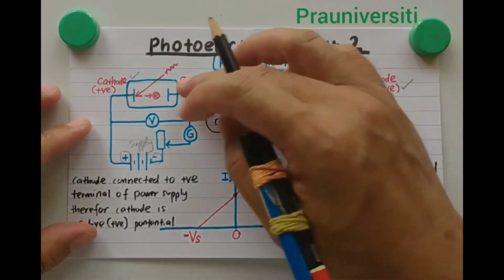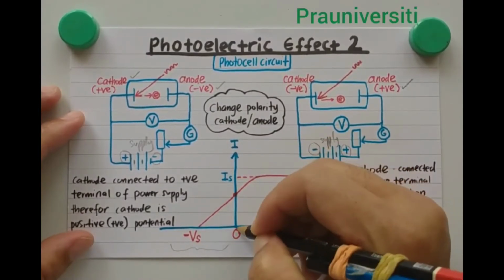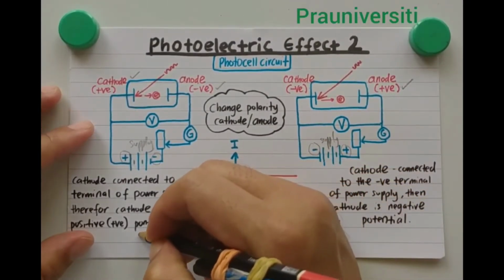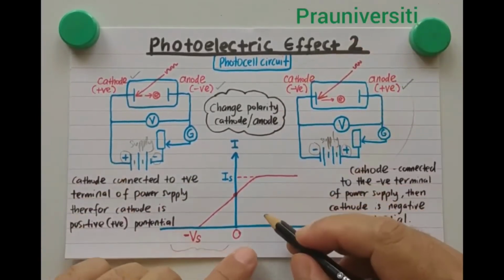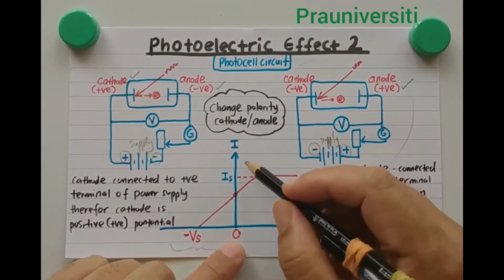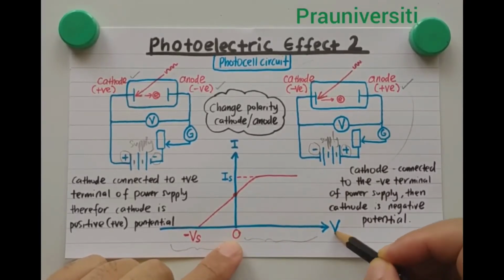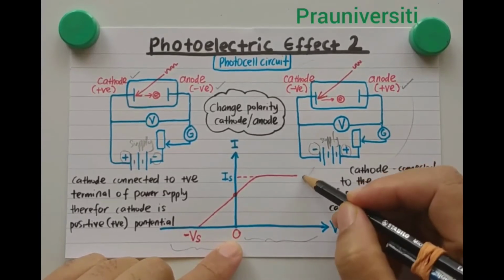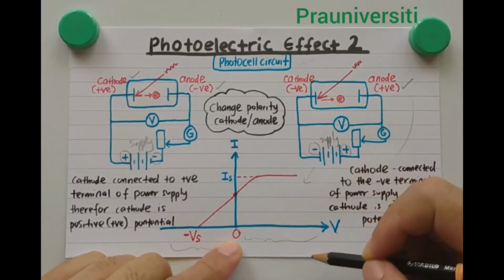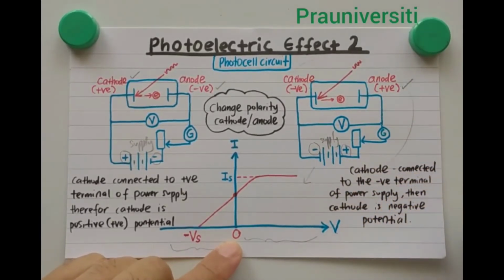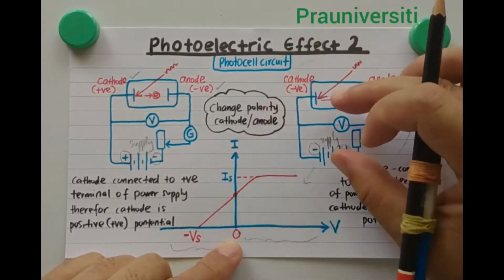The first circuit is explaining this side of the graph here, from 0 to the negative voltage. And then this circuit is explaining this side of the graph, so 0 to the positive voltage. Okay, so I just go for the first graph, this graph.